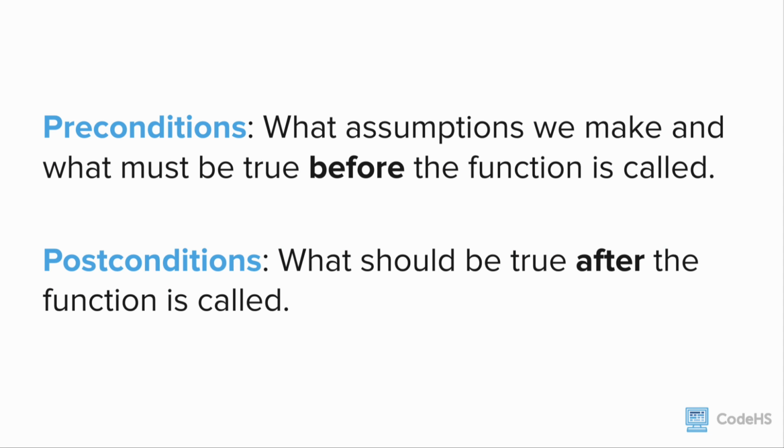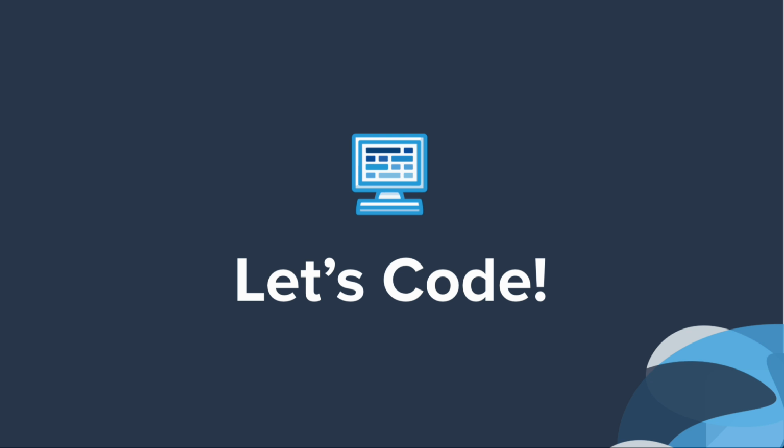So what exactly do we put in comments? Well, one of the most important things that we should comment about are the preconditions and postconditions of a function that we write. Preconditions are the assumptions that we make and what must be true before the function is called. The postconditions are what will be true after the function is called. So for all of our functions, we should be writing preconditions and postconditions. Let's dive in and see how we can add some comments to our program.